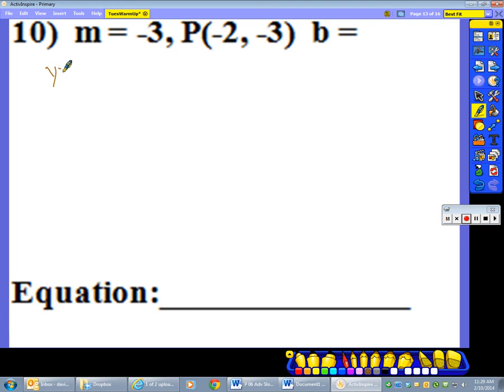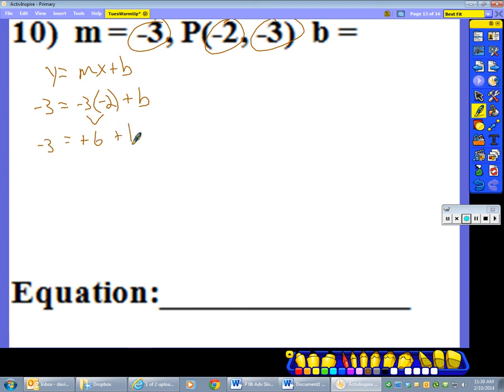Number 10, y equals mx plus b. My y value is negative 3. My m value is also negative 3. My x value is negative 2. Negative 3 times a negative 2, that's going to be a positive 6. Uh-oh, my b's and my 6's look the same. Well, this is a 6 and that's a b. I'll make it an uppercase b just for this problem so you can tell the difference, okay?